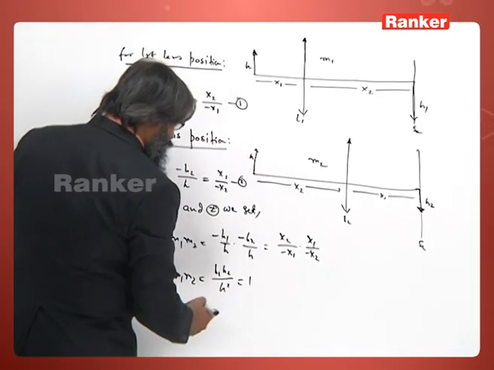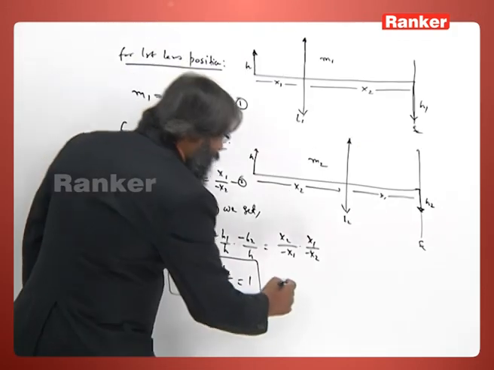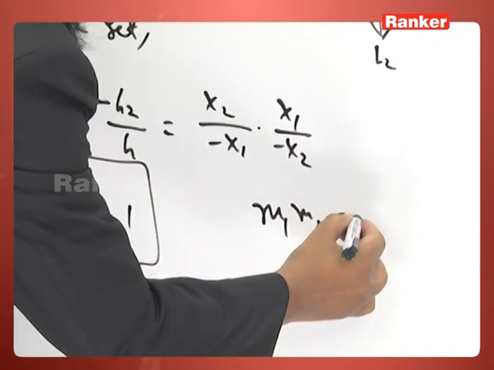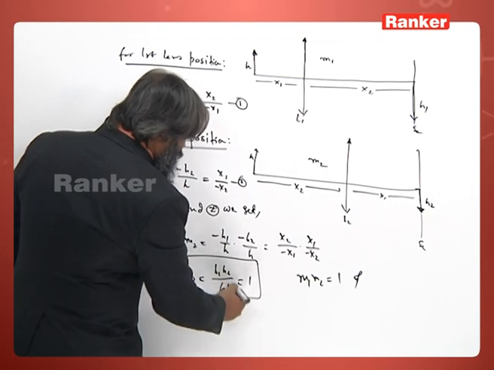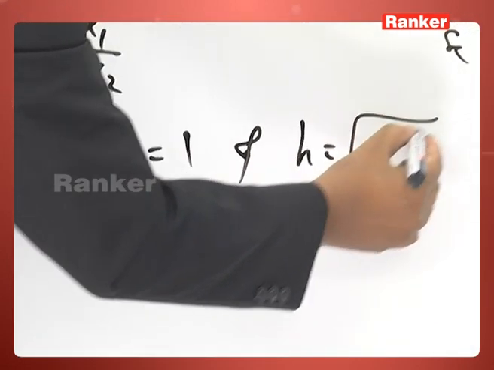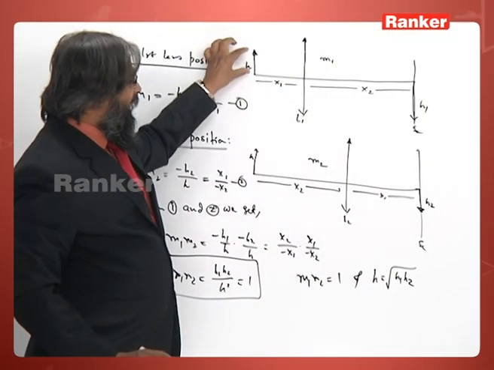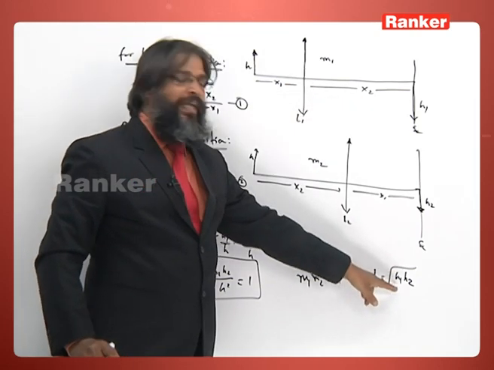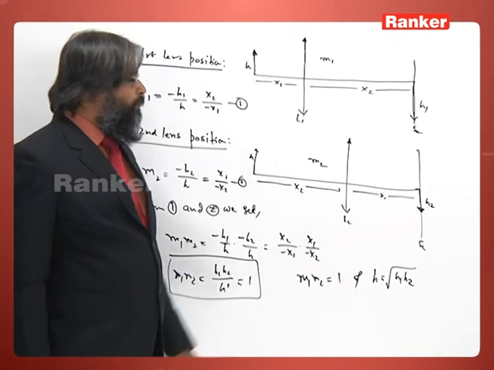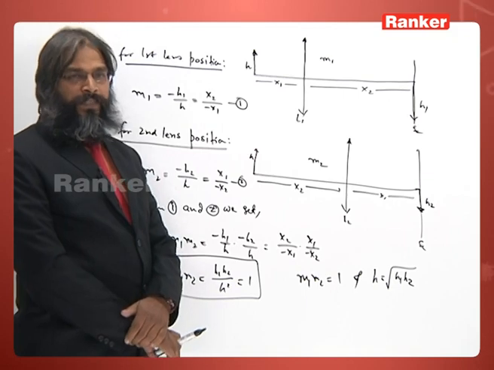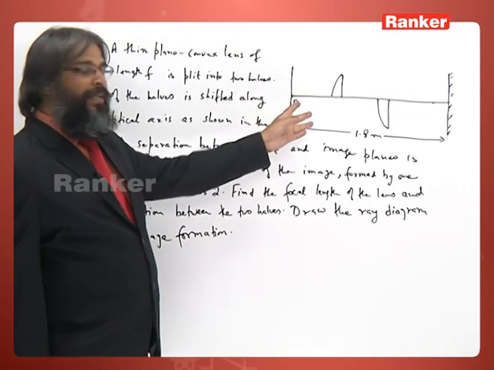So, simply 1. So, we have here got two relations, m1, m2 is equal to 1, and h, you see, is equal to the geometric mean of the two images. h is the geometric mean, root over h1 and h2. So, these are two more important points about the displacement method. Now, let us take an example where we are going to use the displacement method.